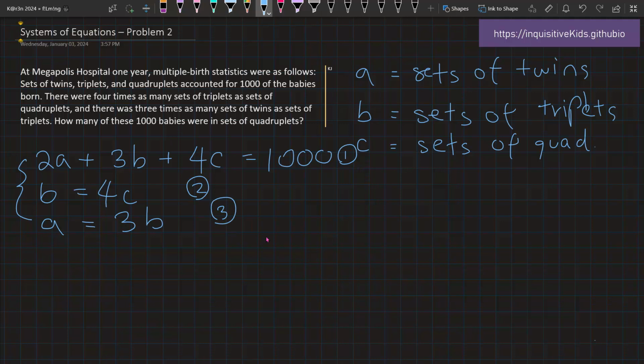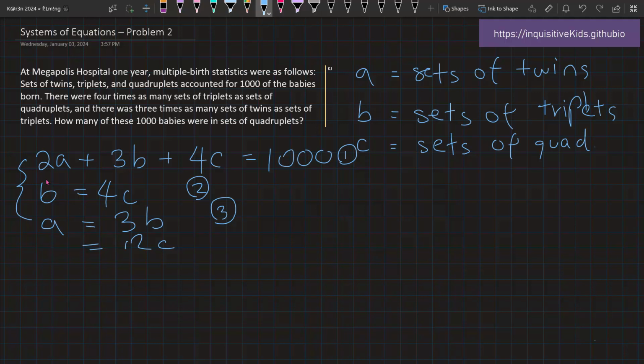We can start by substituting the known variables with C. So we know that A is equal to 3B. At the same time, we know that B is equal to 4C. So by substituting equation 2 into equation 3, we get A is equal to 12C. And now we're going to try to switch all these units into C.